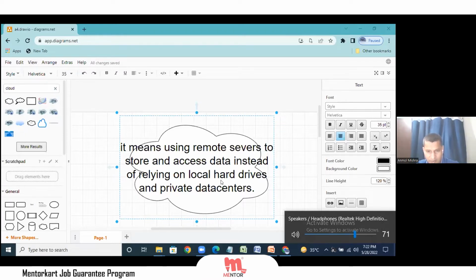No need to buy a physical server. What is the meaning of private data center? Anyone? No need to buy a physical server. That is a private data center, right? Or no need to host the server in a private data center or service provider data centers. So, any questions on these two sentences? If you have any questions, please write in chat. Used by a particular organization. Very good.